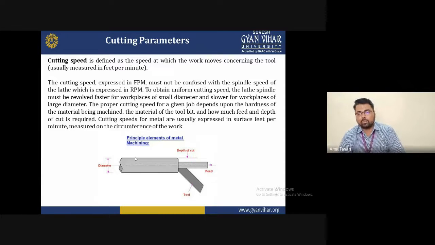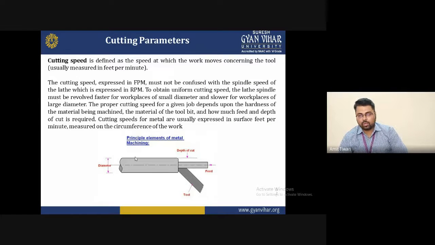That is, the cutting speed is defined as the speed at which the work moves concerning the tool, usually measured in feet per minute. The cutting speed is expressed in FPM, feet per minute, but it must not be confused with the spindle speed of the lathe, which is expressed in RPM, revolutions per minute. So the cutting speed and the spindle speed are different. If you use the cutting speed, it is expressed in feet per minute, and if we use the spindle speed, it is expressed in revolutions per minute. What is the difference between them?